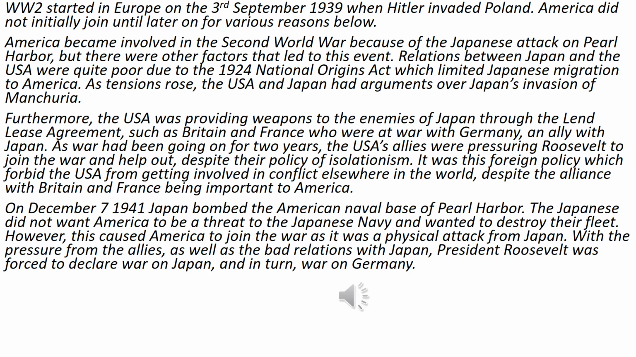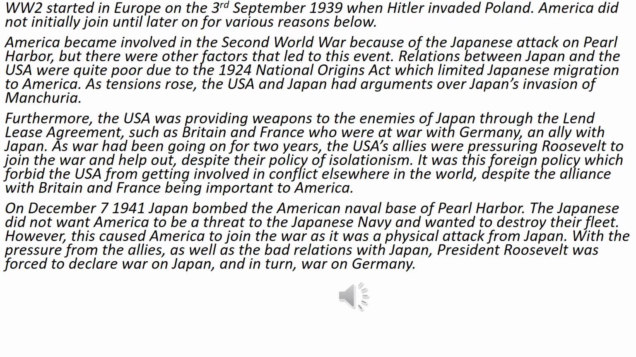Relations between Japan and the USA were quite poor due to the 1924 National Origins Act, which limited Japanese migration to America. As tensions rose, the USA and Japan had arguments over Japan's invasion of Manchuria. Furthermore, the USA was providing weapons to the enemies of Japan through the Lend-Lease Agreement, such as Britain and France, who were at war with Germany, an ally with Japan.